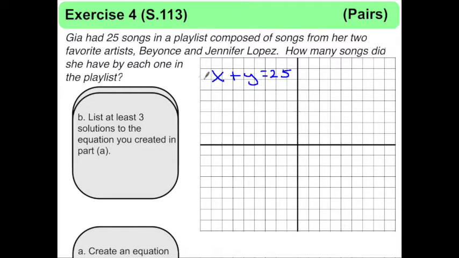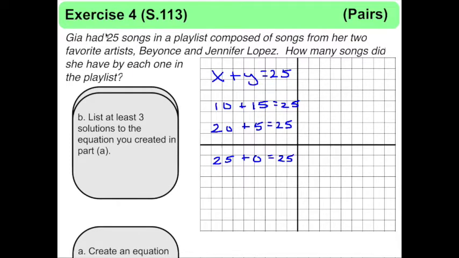So again, the student might say, well, maybe I've got 10 of one song and 15 of another song, and that would equal 25. Or they might say I've got 20 of one song and 5 of another, that equals 25. And so then the teacher might say, well, what if I've got 25 of one? What does that mean for the other? That means I would have none.